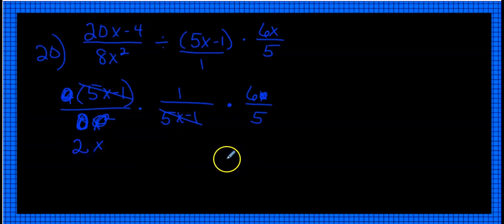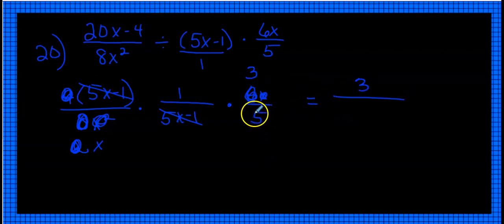Let's see, is that everything? Seems like there's one more thing. Oh, the 6 and the 2. So that becomes a 1 and that becomes a 3. And so what's left in the numerator? Just a 3. And in the denominator, I have a 5 and an x.